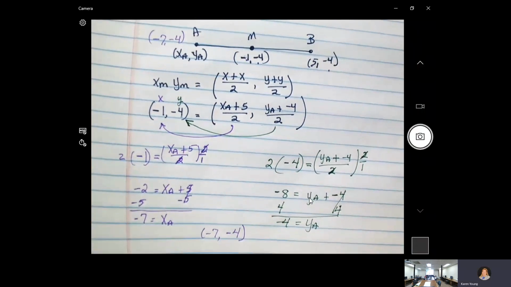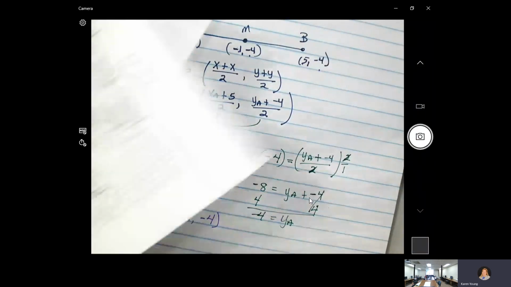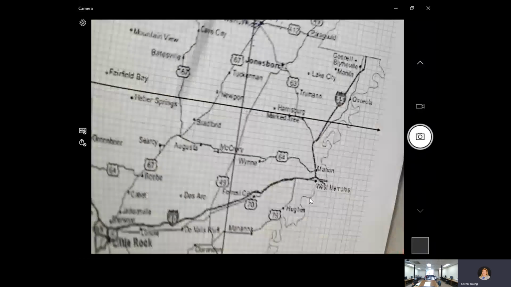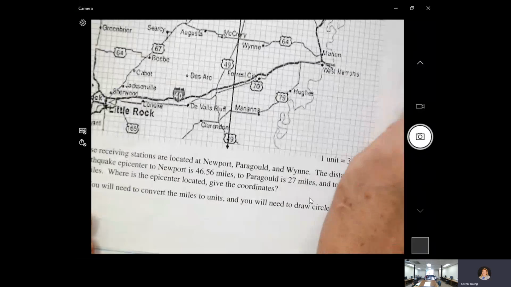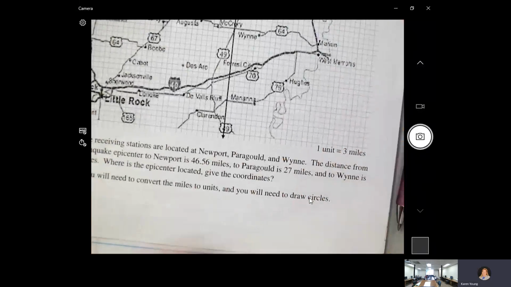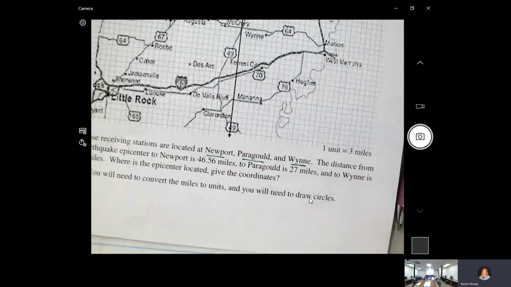All right. Now, what we're going to do on our earthquake project, and this came out of a textbook, and I thought I had 2 of these. But what you're doing is, at the bottom of it, you have to excuse my purple up there, it says, suppose your receiving stations are located at Newport, Paragould, and Wynn. I honestly don't know where the receiving stations are for the earthquakes. I know we've got several, I know Memphis has one, but I don't know where they're really at, so this is all made up.